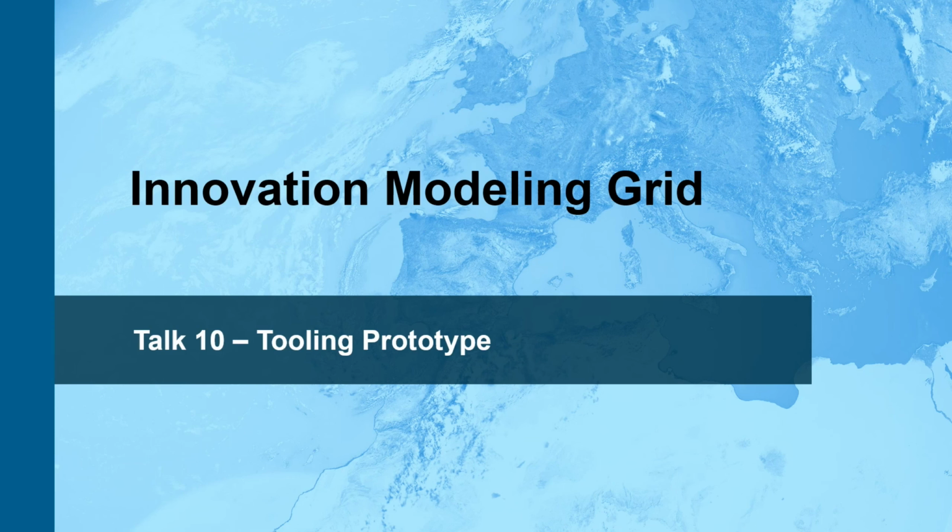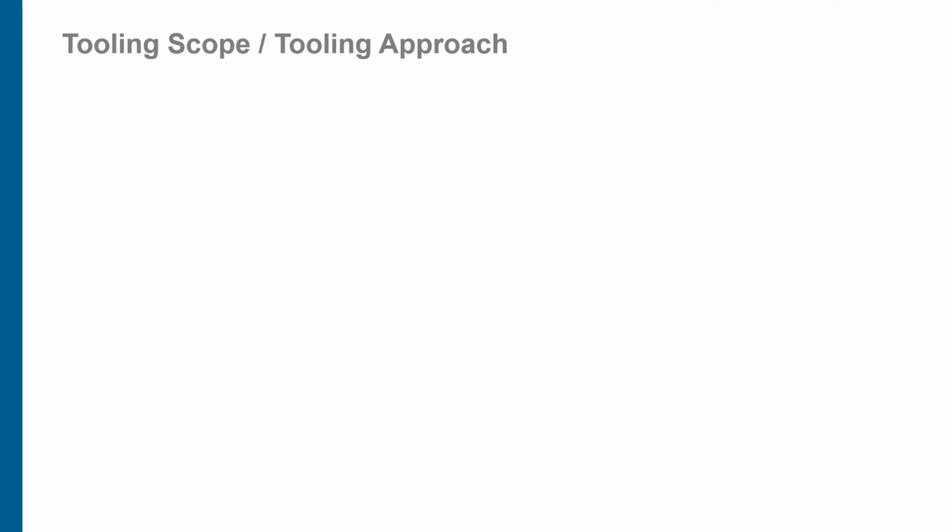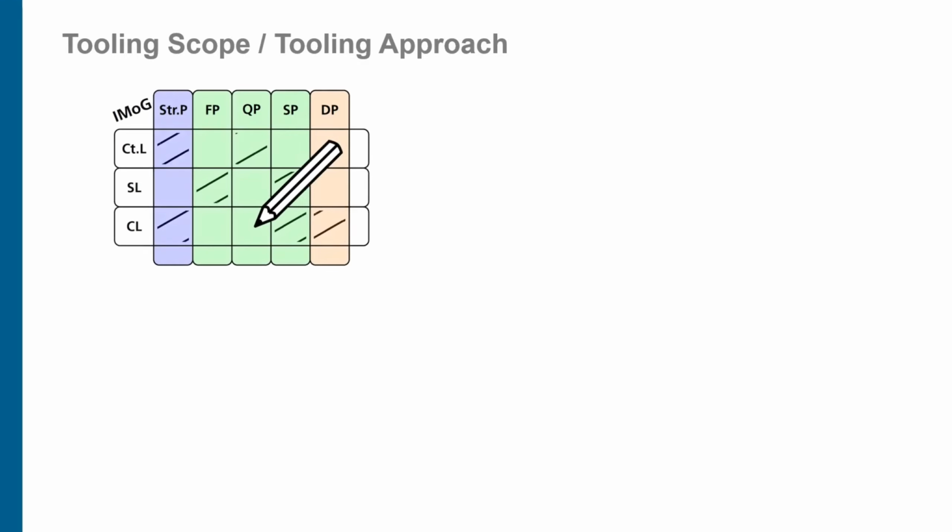This talk is about IMoG's tooling prototype. We created a tooling prototype for IMoG to evaluate our modeling methodology. The scope of the prototype is the functional perspective. The prototype was limited to this scope because the effort for consistent tooling between all perspectives within this project was too high. A sophisticated tooling is left open for an industrial development after this project.